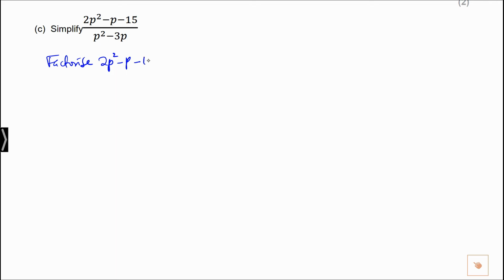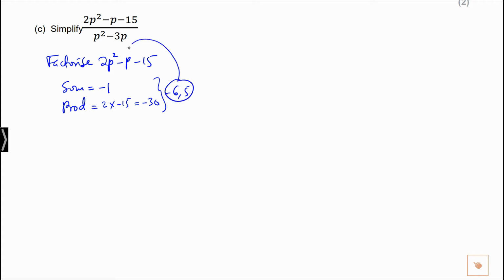Okay, next question. Simplify this expression. So step 1, let's start by factorizing 2p squared minus p minus 15. We'll do this by splitting the middle term. So we need two numbers whose sum is negative 1, the coefficient of p here, and whose product is 2 multiplied by negative 15, which is negative 30. So two numbers that meet this condition are negative 6 and 5. Negative 6 plus 5 is negative 1. Negative 6 multiplied by 5 is negative 30.